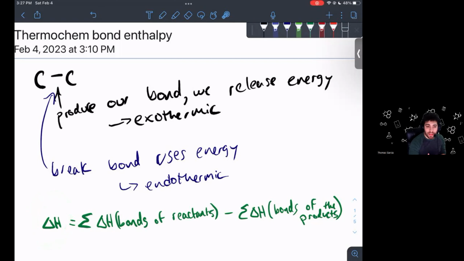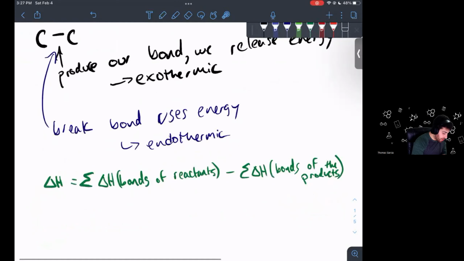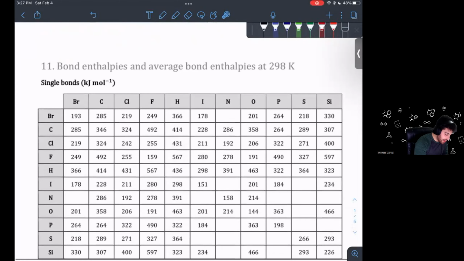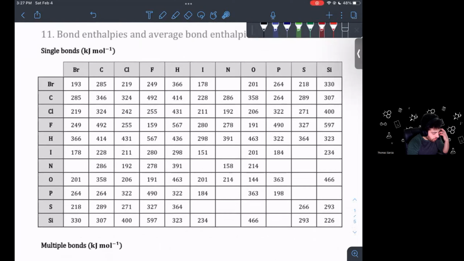The last part you might be asking is, well, how do we know how much energy it takes to produce our bonds? Like that should be a known amount, and you're right, it is. You normally find this in the bond enthalpy and average bond enthalpy table at 298 Kelvin, and usually about 101 or 100 kilopascal standard temperature and pressure. This is a very easy table to read. All you do is you look at what's bonding, and you'll notice this is a single bond. So a bromine bonded to a bromine is 193. That's how much energy it takes to break it.